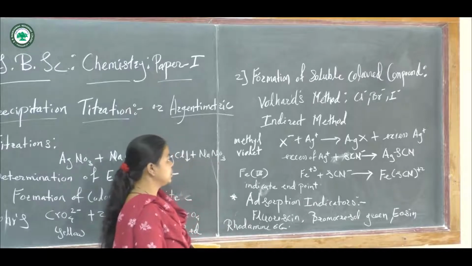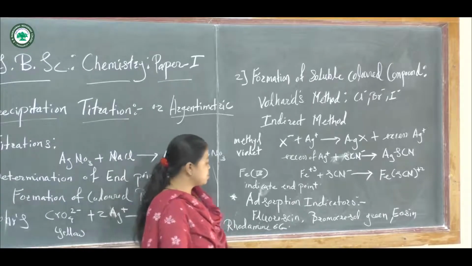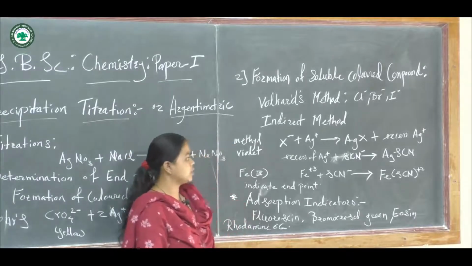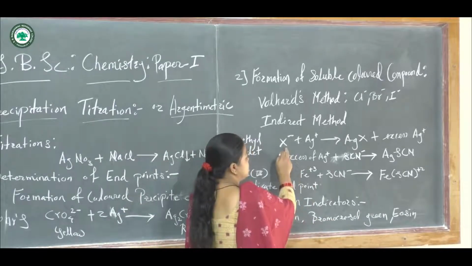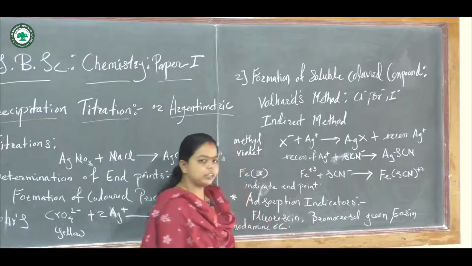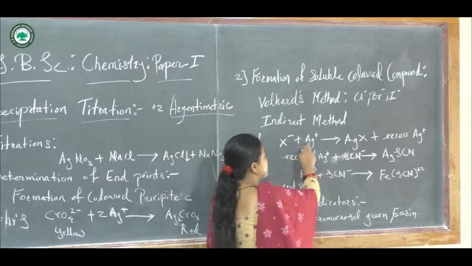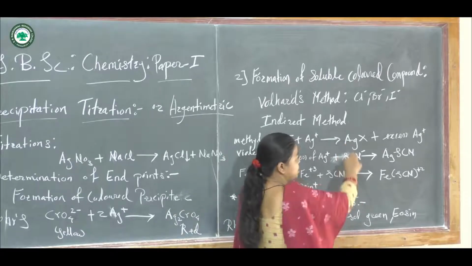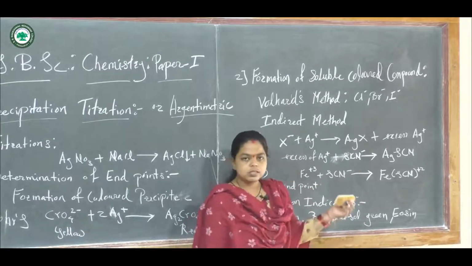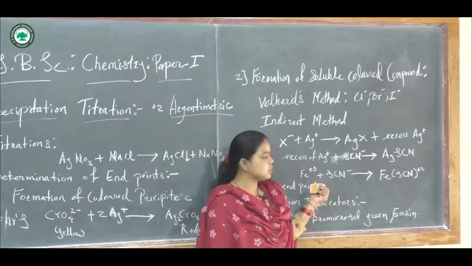Now in this method, different types of adsorption indicators are used. So let us first see which reaction takes place during this titration. Halide ion, that is X minus ion, reacts with the Ag plus silver ion. So AgX is formed. This is the precipitate. This is the first step of this titration.